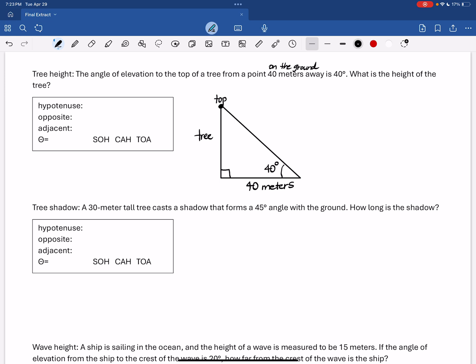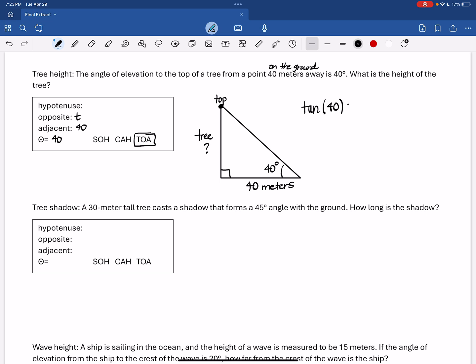What is the height of the tree? Don't care about hypotenuse as long as I said on the ground. Theta, I do care about. The tree is opposite, and the 40 meters is adjacent. So I'm going to use the tangent ratio.